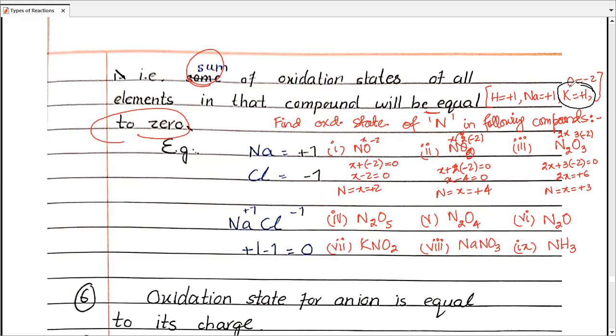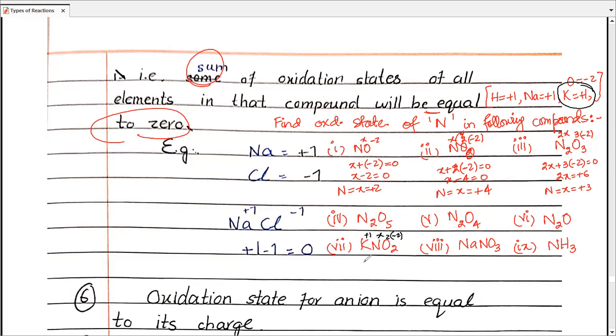Sir, I'm still getting +4. Now let me solve that out for you. You're talking about part 7, right? Yes. Okay, let's solve it. Potassium, as we know, is +1. Oxygen, as we know, is -2. But there are two atoms of oxygen, so two outside the bracket.